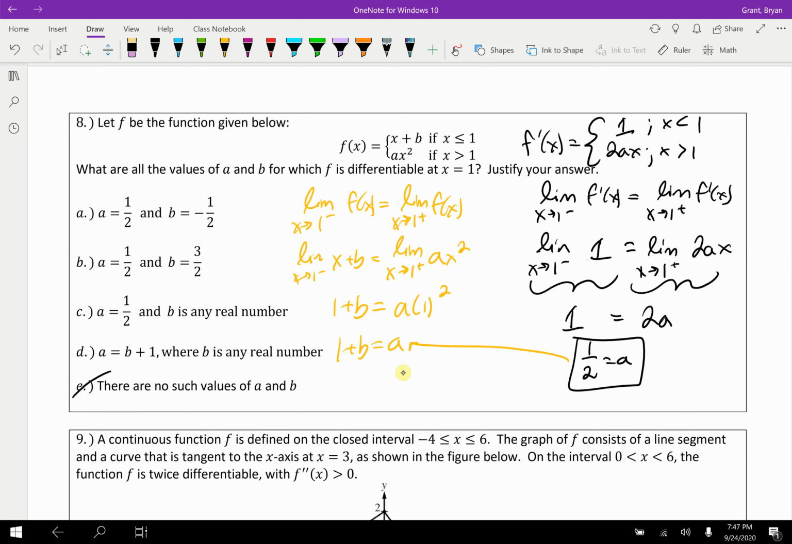They were trying to trick you. We know it's going to be 1 plus b equals 1/2. Subtract the 1, half minus 1 is negative 1/2. And we have our two answers, and it is, again, a.